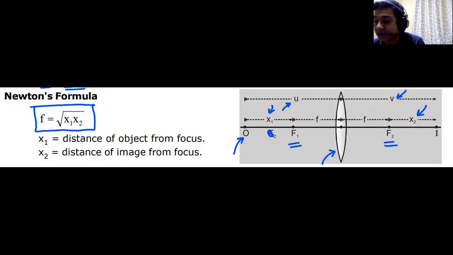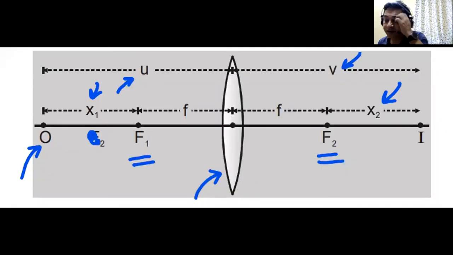What you got to do, beta, is draw the diagram very clearly, and I will show you that diagram on the bigger screen so that you can draw it very clearly. Remember, what is X1? X1 is the distance of the object from F1. X2 is the distance of the image from F2. f is equal to root over X1 X2. This is what you need to draw, and that is what you need to write.